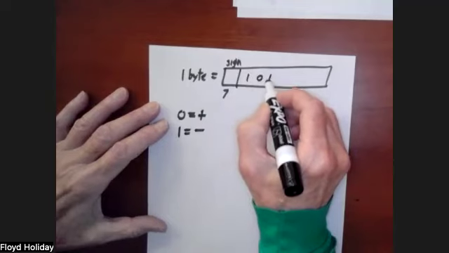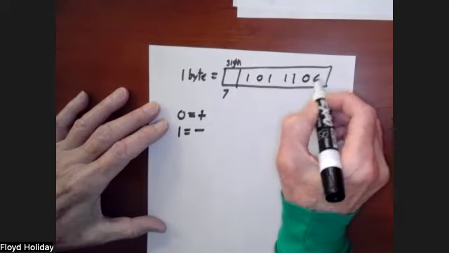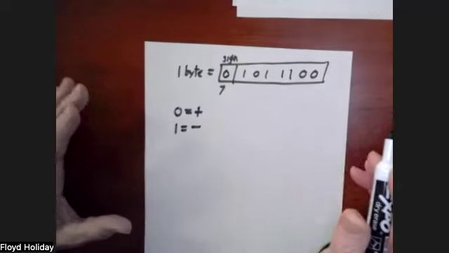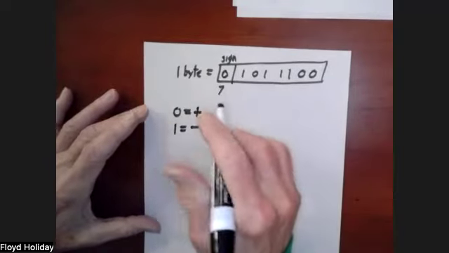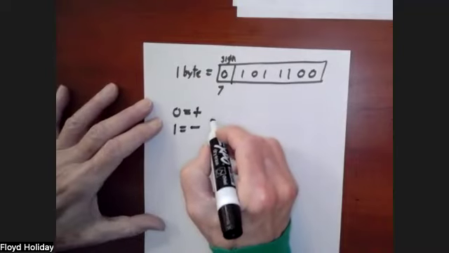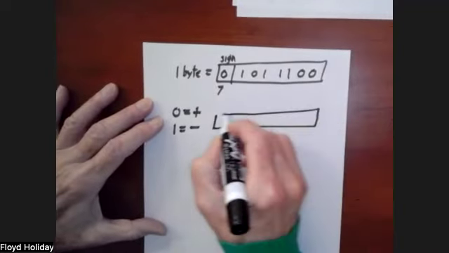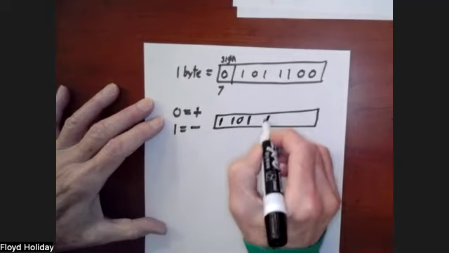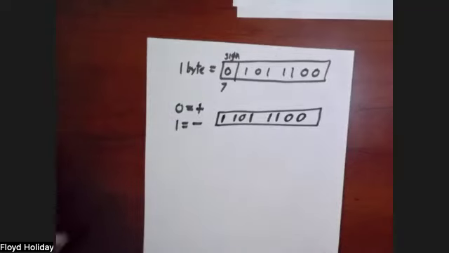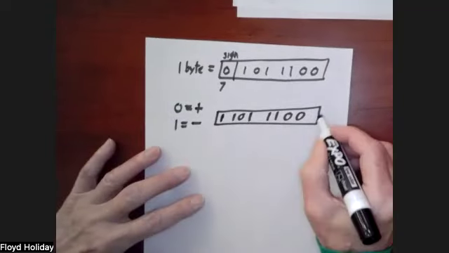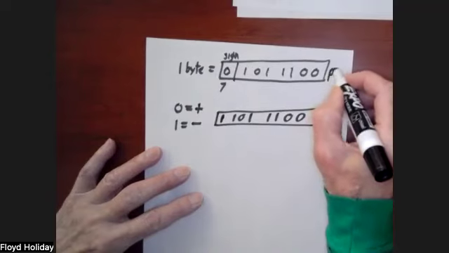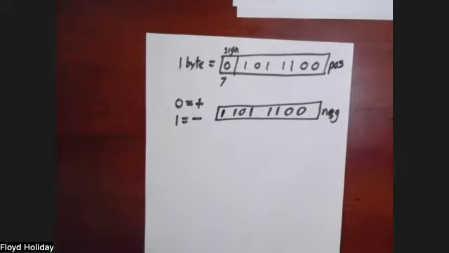1, 0, 1, 1, 1, 0, 0. And we put a 0 here, and then it's a positive number. And if there's a 1 there, it's a negative number. 1, 1, 0, 1, 1, 1, 0, 0 would be a negative number.